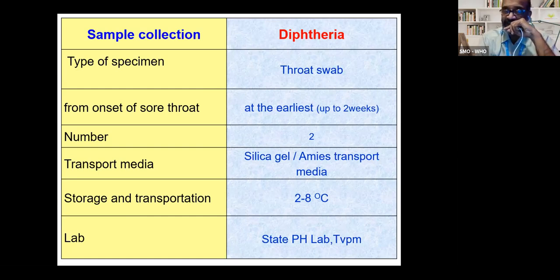And please make sure that we are using the correct transport medium. For example, if you take a diphtheria swab and put it in a viral transport medium, by the time it reaches the lab, there won't be anything. So the correct transport medium is also very important. Similarly, to take the throat swab, ideal would be a Dacron or a polyester swab. If you use a cotton swab, it might interfere with the RT-PCR test.